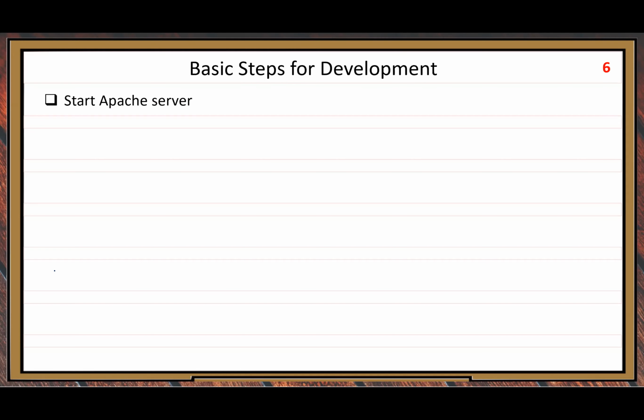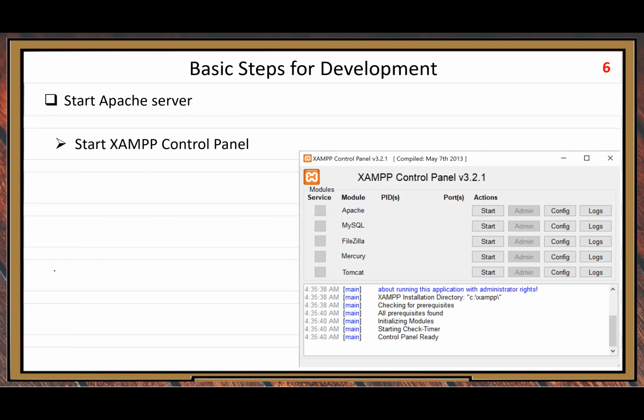First, we need to start the Apache server. Here, I give you plenty of time to install XAMPP and play around, get familiar with the environment. Start the XAMPP control panel. You click the start button. You start Apache, and click the start button.